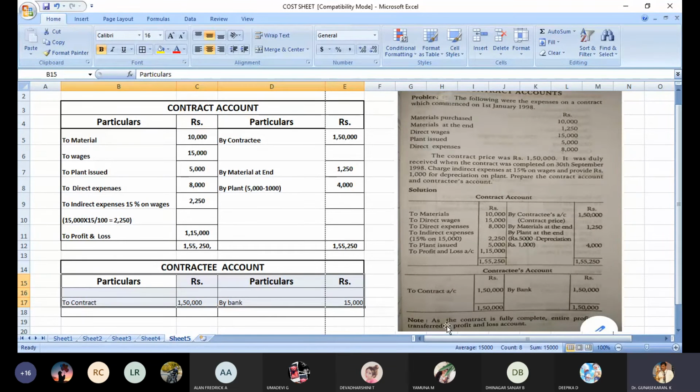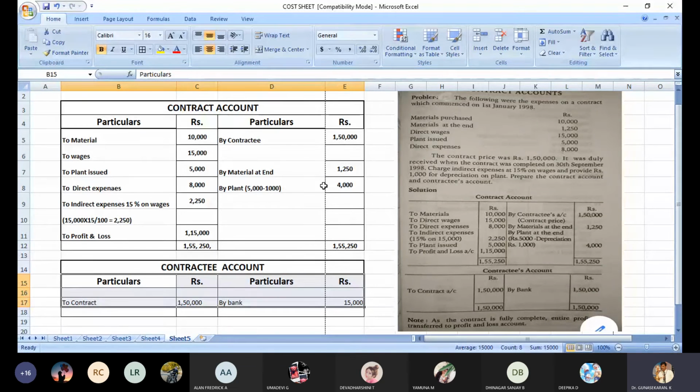Please look at the note point: when the contract is fully complete, the entire profit is transferred. This profit amount is transferred to the P&L account. When they are preparing the P&L account, the amount is fully transferred to it. Contractee means the people who assign or give the rights. Contractor means the people who receive or execute the work. But this account is also prepared by the contractor.